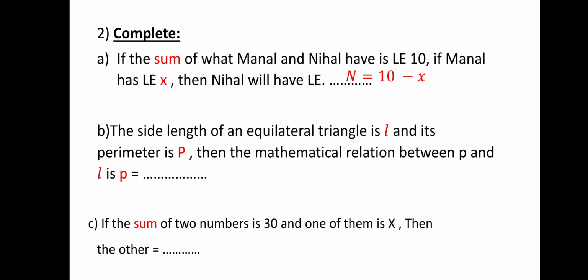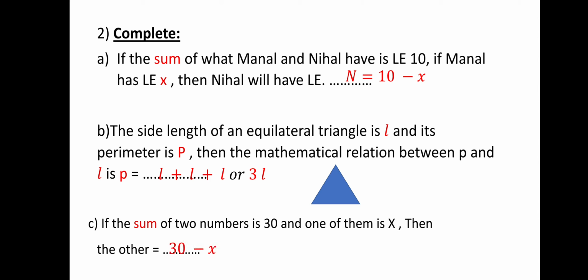The side length of an equilateral triangle is L, and its perimeter is P. Now, what is the perimeter first? The perimeter is the sum of all sides. The triangle has 3 sides. So the perimeter is L plus L plus L, or 3L.